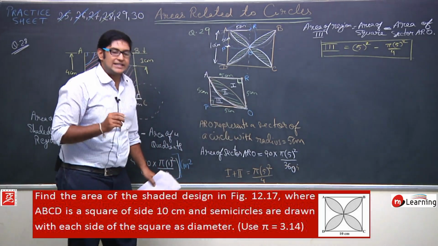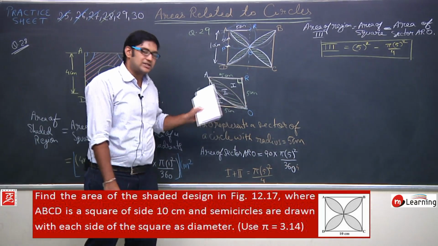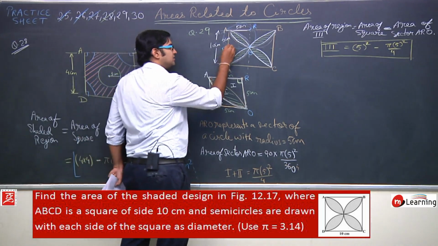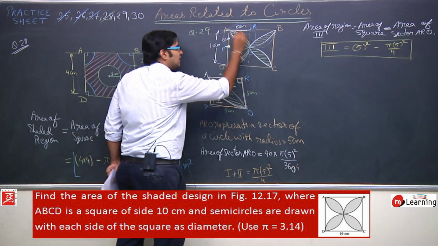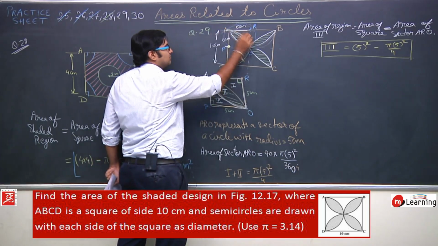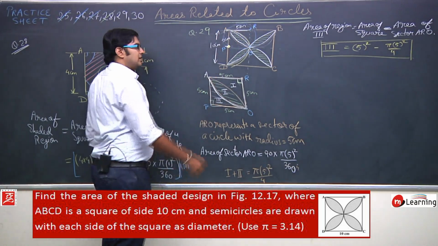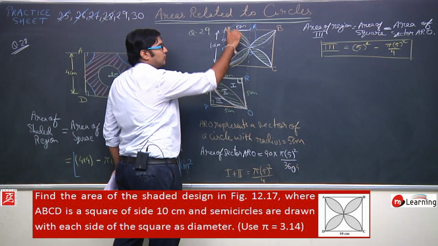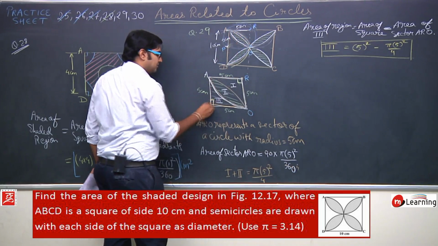Now why am I saying that APO is a sector? Why is it that APO forms a sector? It is because this P point acts as the center of this semicircle, this particular semicircle. Okay, this is the center of this particular semicircle. And what I have done, I have taken the arc of this semicircle from O to A only, like this, and this angle is 90 degrees.